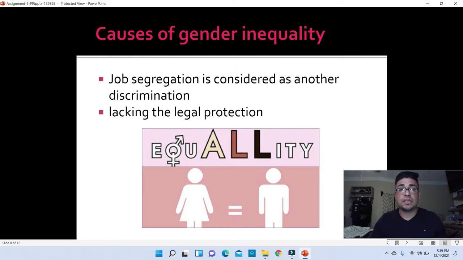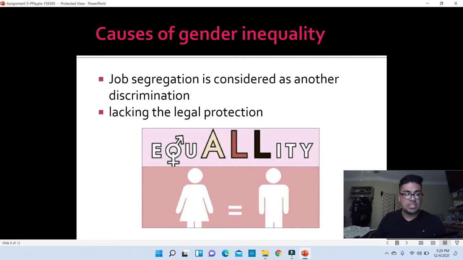Causes of gender inequality. After that, the next aspect that will be evaluated is job segregation, and it is also considered one of the most important aspects of gender inequality. This causes division in employment in different types of jobs, and there is an inherited belief that men are better equipped to handle different types of jobs, and that is one of the great causes of inequality.